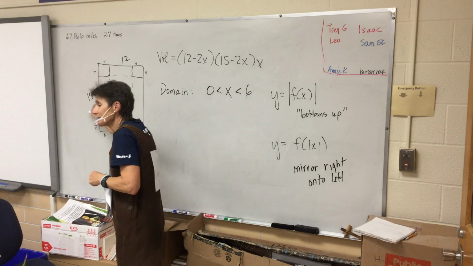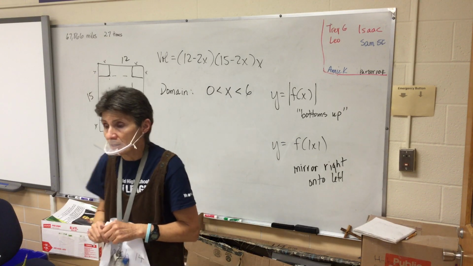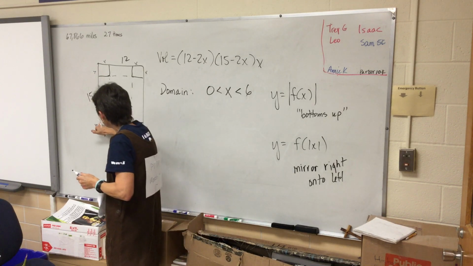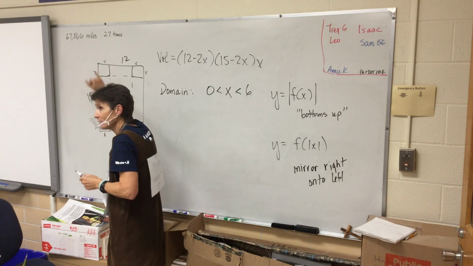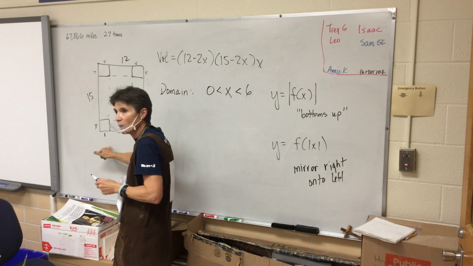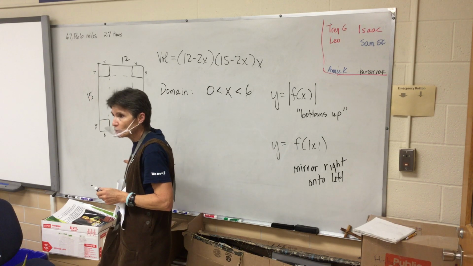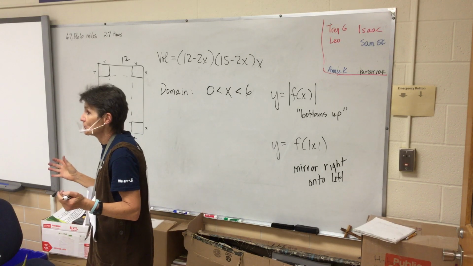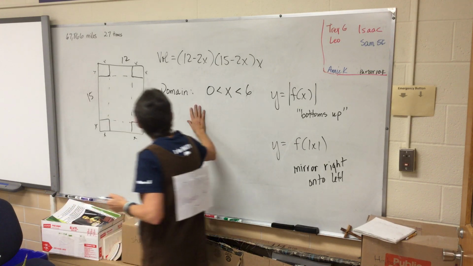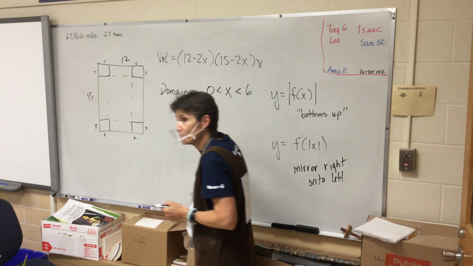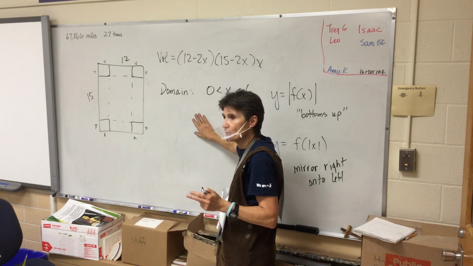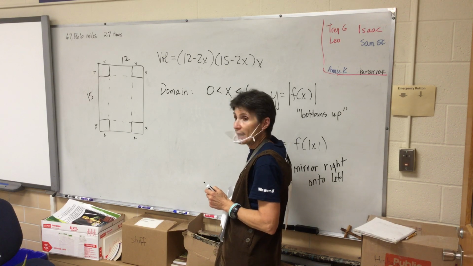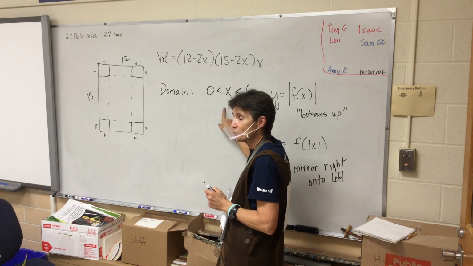How come I didn't use half of 15? I got to use the lowest one because while I could take 7.5 off here, I can't take 7.5 off here. So I have to look at the smallest dimension for my limitations. Now, I'm going to graph this on my calculator and find the maximum. We know how to do that. This right here is x min, x max. That's it. That's your domain.